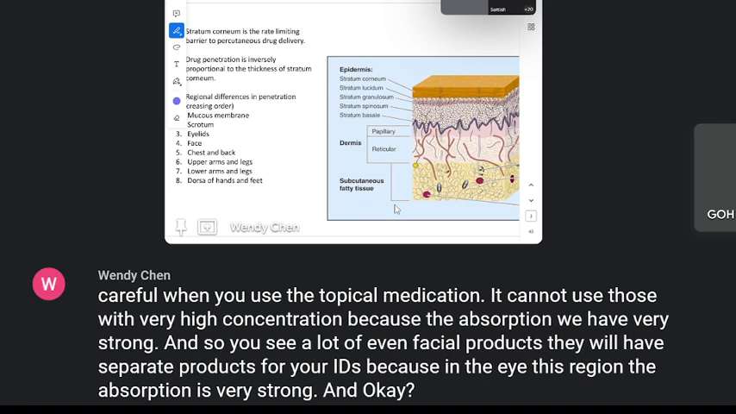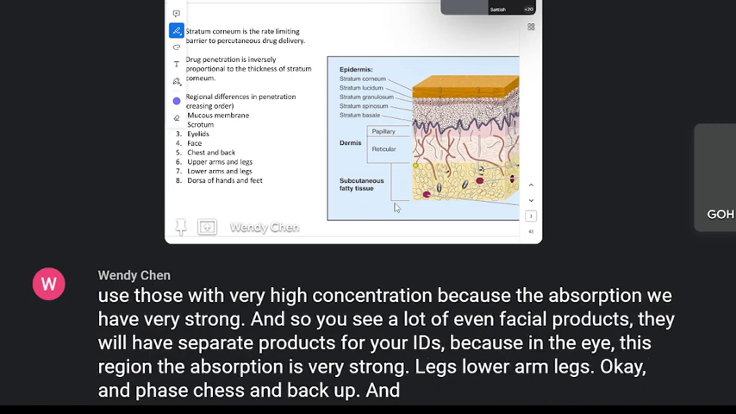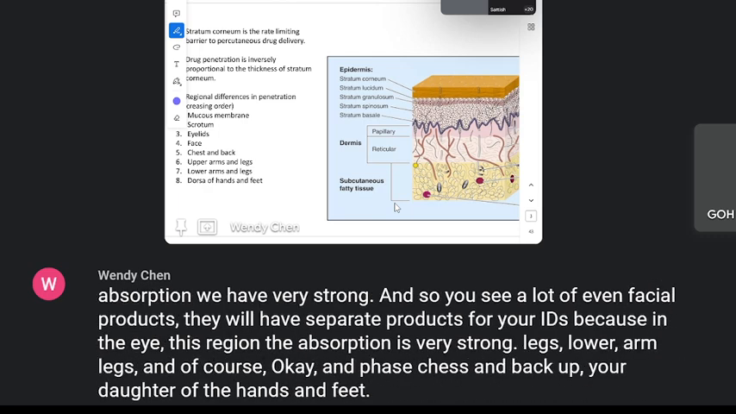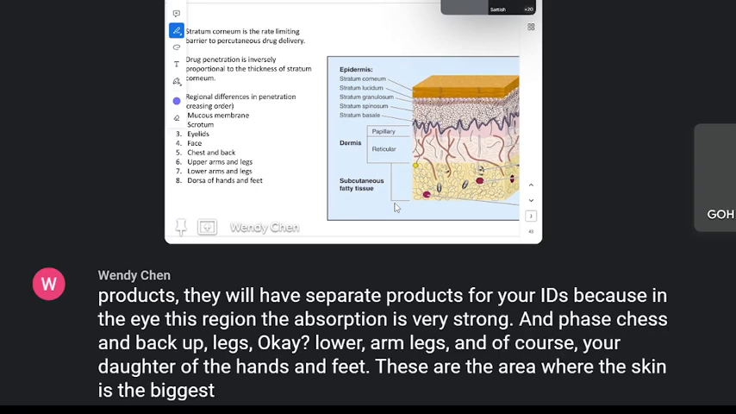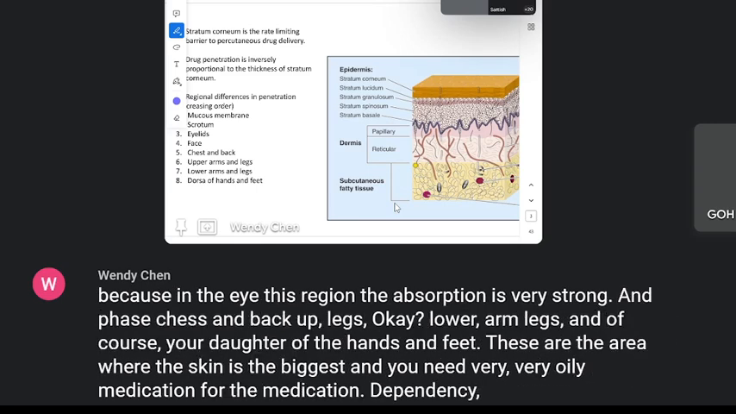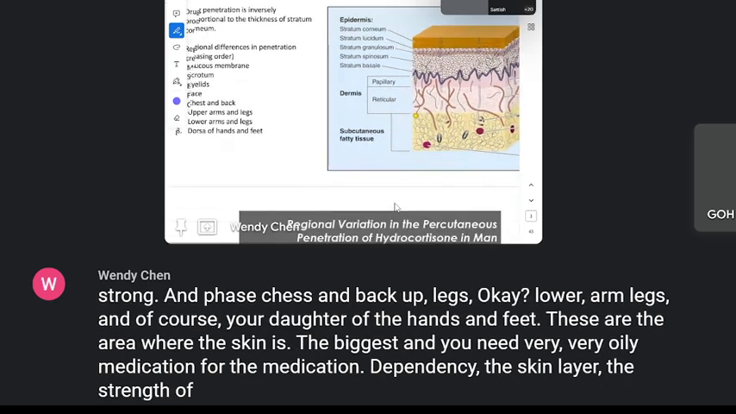Okay. Then face, chest and back, upper arm and legs, lower arm and legs, and of course the dorsum of the hands and feet. These are the areas where the skin is the thickest, and you need very oily medication for the medication to penetrate the skin layer, the stratum corneum basically. Okay.